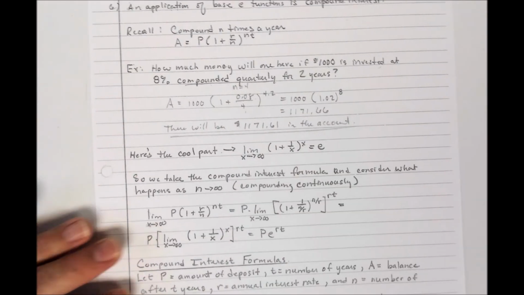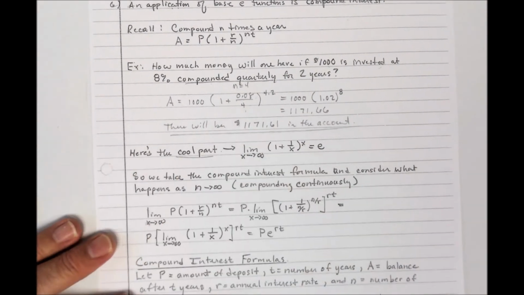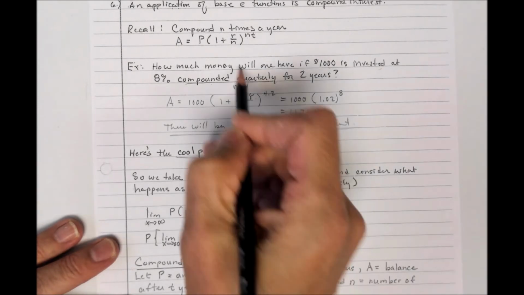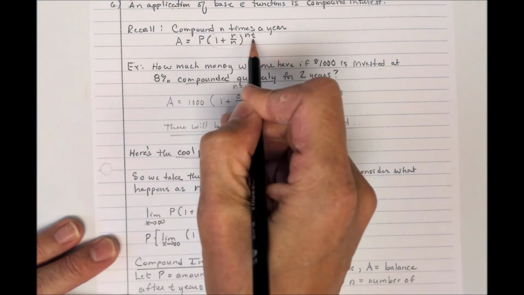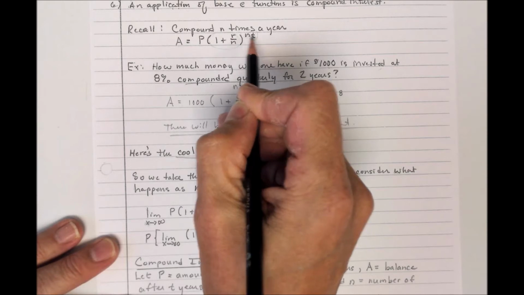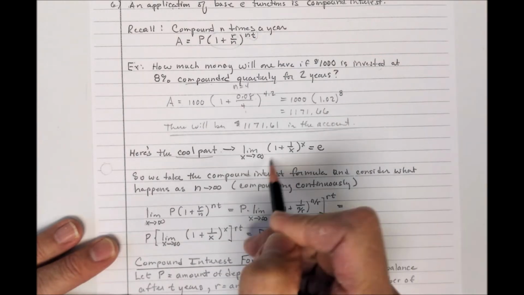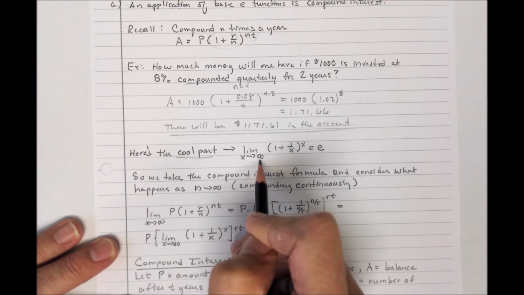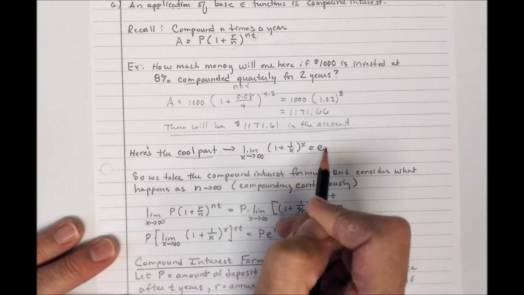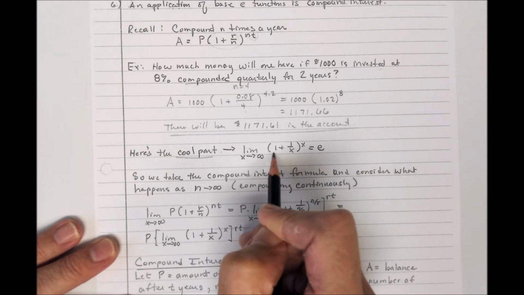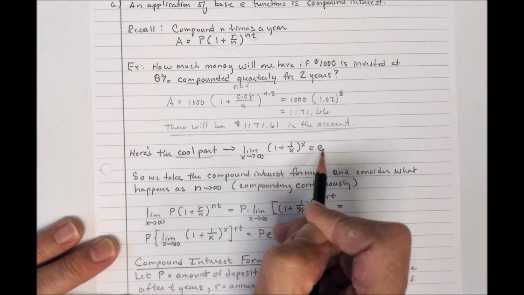All right, now, again, here's the cool part. This part right here, you have to be careful. I have a factor of t here, and then I have an r here. But we know that the limit as x goes to infinity, this is how we defined e originally, of the quantity 1 plus 1 over x to the x power is equal to e.